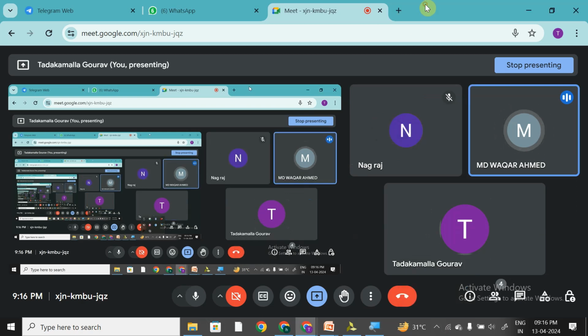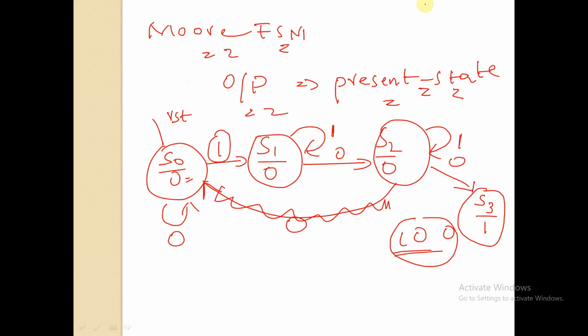Yes, for me. So this is the state diagram of Moore and Mealy FSMs. In this session, I'm going to discuss the coding of Moore FSMs, because we will mainly use Moore FSMs in the majority of cases, because the output does not depend upon the input, so it is less prone to noise.